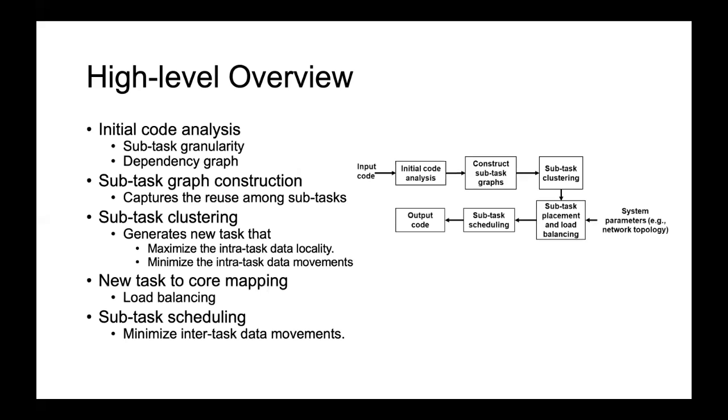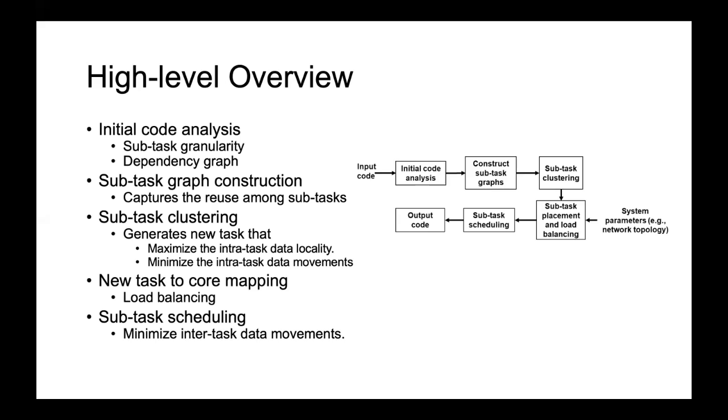So to achieve such subtask reorganization and grouping, our approach has several key steps. The first step is initial code analysis. In this step, we take the subtask granularity specified by the programmer, and then we generate the dependency graph at the subtask granularity. And the second step is we construct the subtask graph.